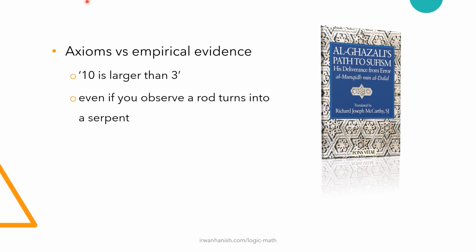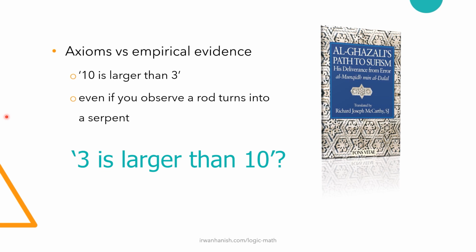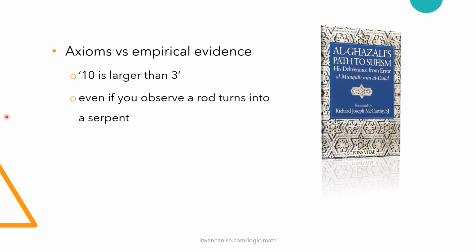An example that he gave is this. A scientist comes to you and he showed you that he can turn a rod into a serpent. So he can give you experimental evidence on how to scientifically turn a stick into a snake. And then he said to you, now you know I'm a great scientist. I just showed you. So you must trust me when I tell you that 3 is larger than 10. In other words, he asks you to give up a truth that you derived from an axiom, in this case, a successor function axiom. So he asks you to give up on that.